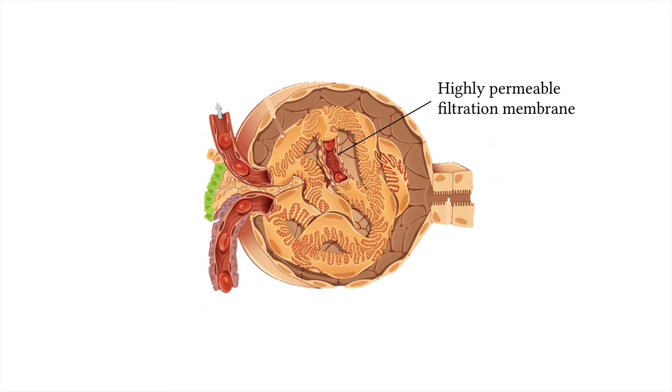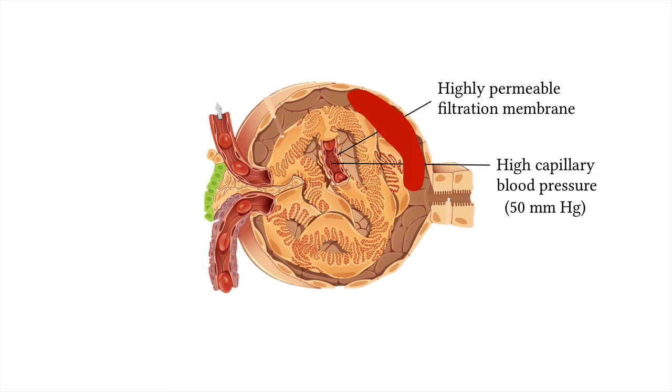This speed is due first to the extreme permeability of the filtration membrane. Additionally, the pressure of the blood inside the capillaries is pretty high. In fact, it's higher than the blood pressure within the other capillaries of the body. Ordinary capillaries have a blood pressure of about 25 millimeters of mercury. But glomerular capillaries have a blood pressure of about twice that, or 50 millimeters of mercury. Thus, plasma is easily pushed out of the glomerular capillaries and through the filtration membrane.